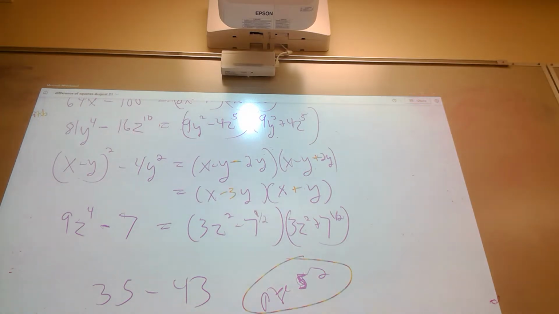35 through 43, those are the difference of squares ones. We're going to do only the odd. After you do that, we're going back to do 1 through 7, greatest common factor. So we're doing it in the order we covered it: 35 through 43, and then 1 through 7. It shouldn't take too long.